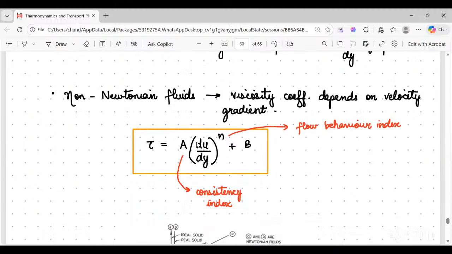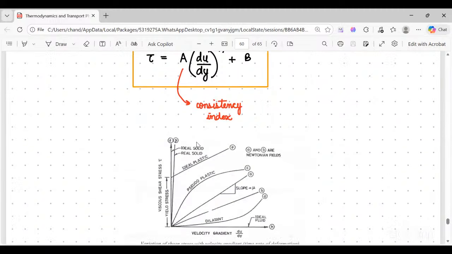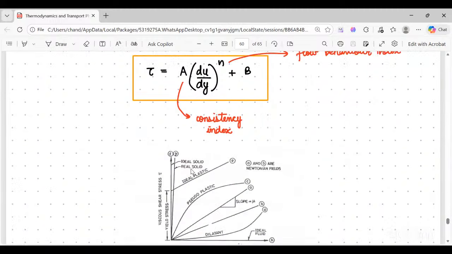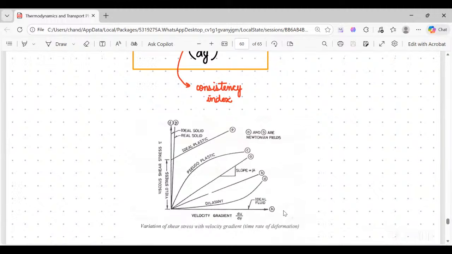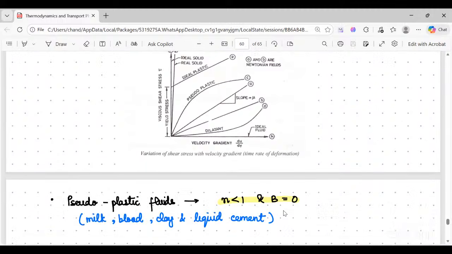Tau is equal to A into (∂u/∂y) to the power n, plus B. N is the flow behavior index and A is the consistency index. Ideal solid, real solid, ideal plastic, and pseudoplastic will be like this. This one is a Newtonian fluid, B is a non-Newtonian fluid, and D is dilatant.